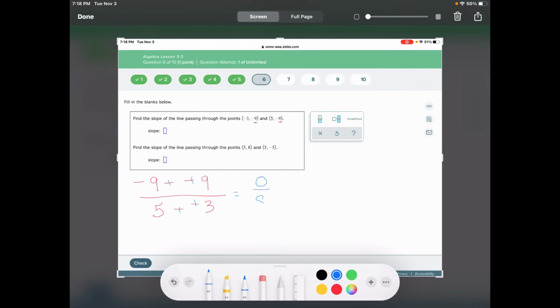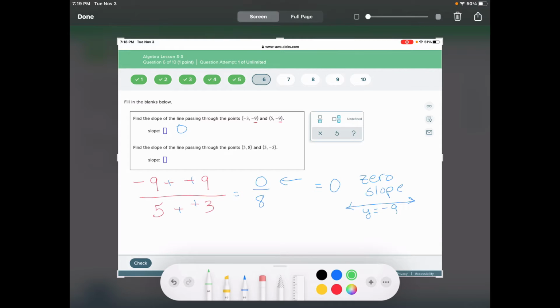0 on the top, 8 on the bottom. 0 on the top is okay. That is a 0 slope. So we're going to put a 0 for that one. 0 slope, if you remember, is a flat line that goes like this. In fact, we could write an equation for that. It's going to be y equals -9, because y is always -9, going across like that.